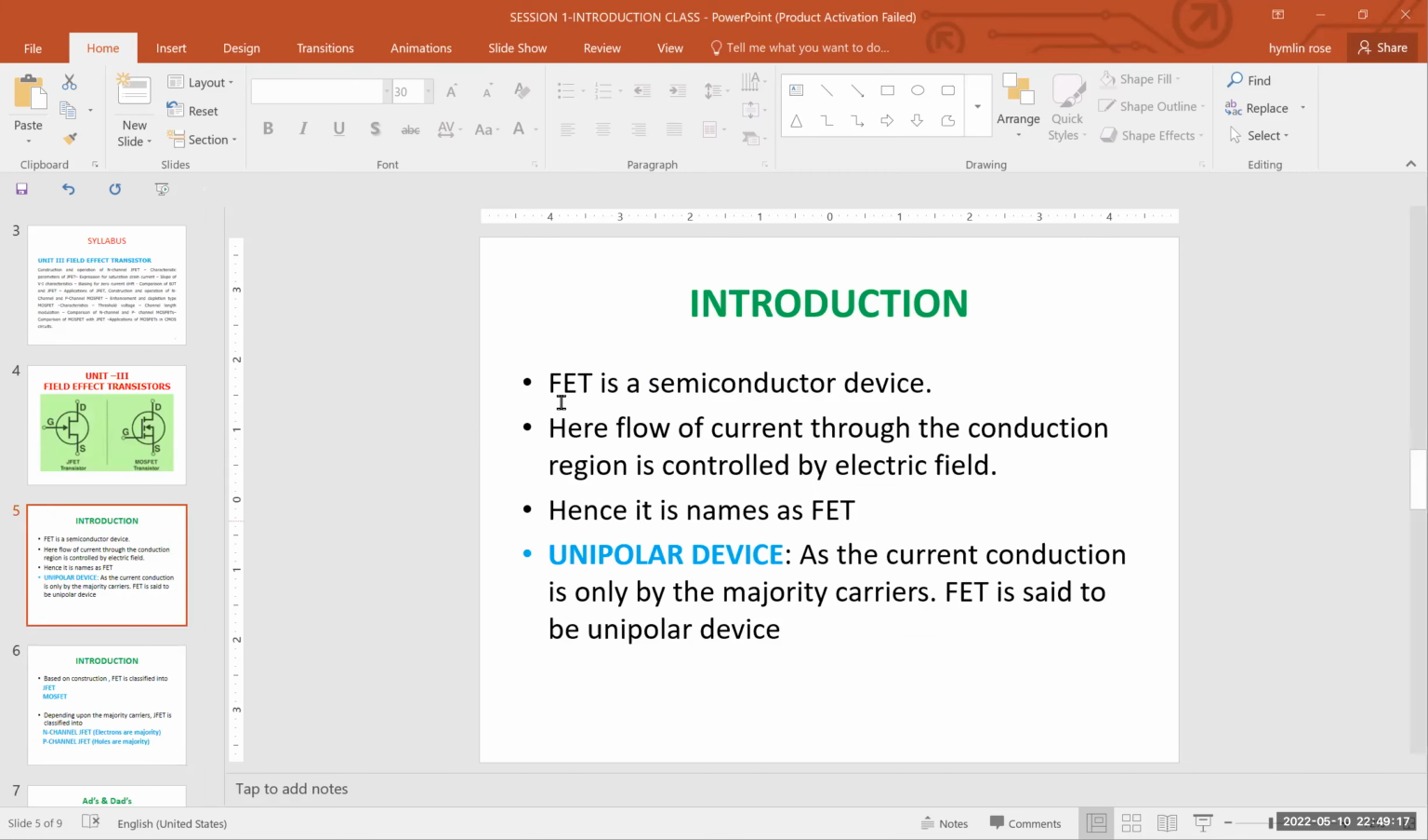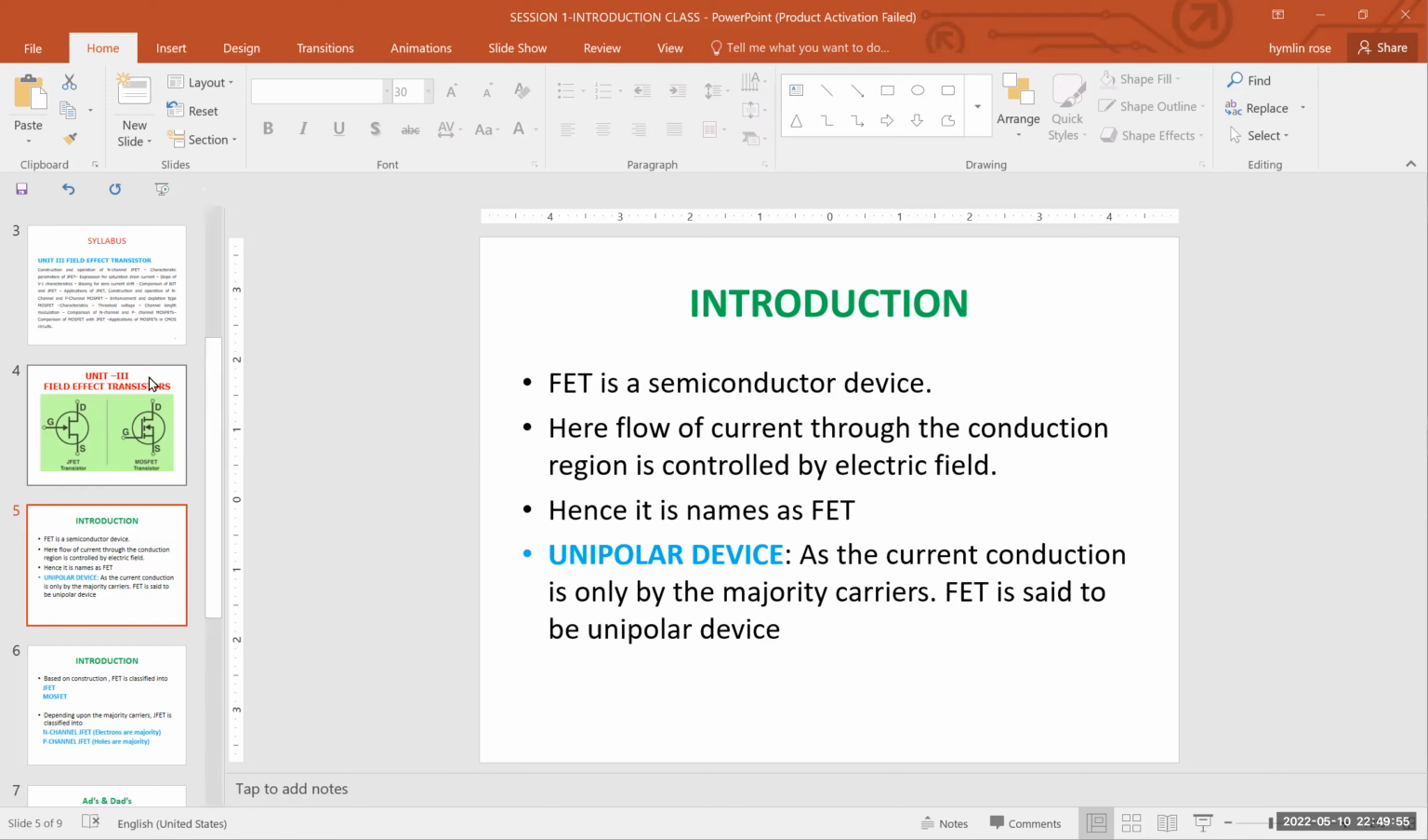What is a field effect transistor? It is a semiconductor device. As discussed for the BJT, how it differs is that the BJT is a current control device. Here it is a voltage control device, that is, the output voltage depends on the input voltage. In the previous case, the output current depends on the input current. Here the flow of current through the conduction region is controlled by an electric field. So only this semiconductor device is called a FET.